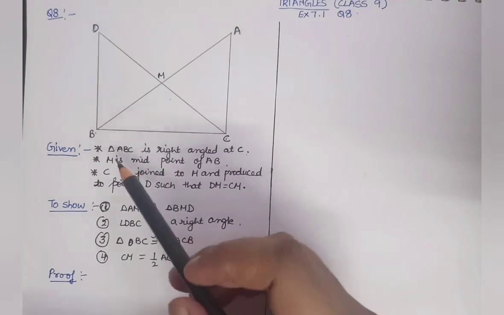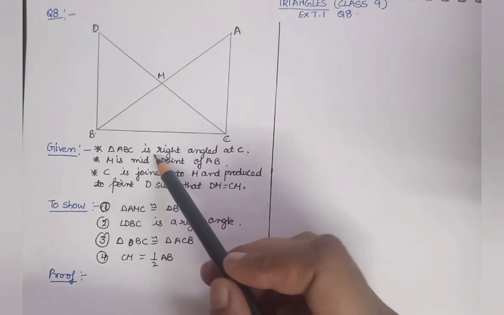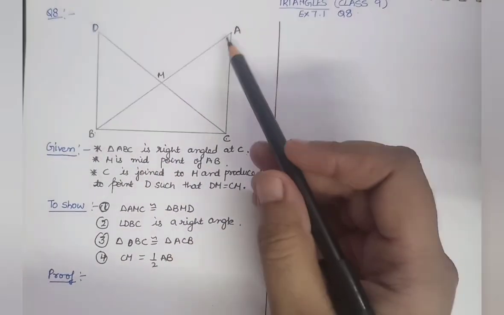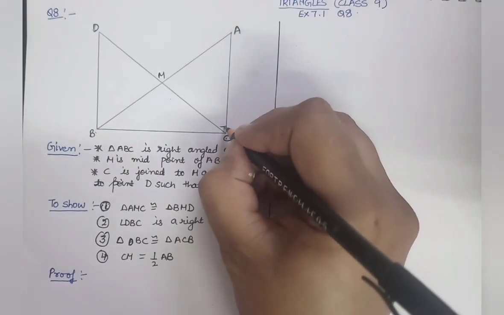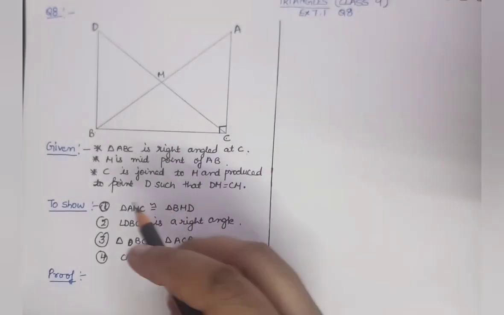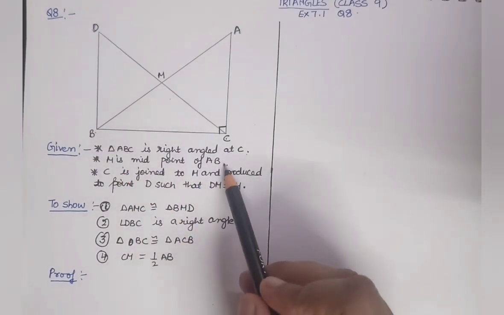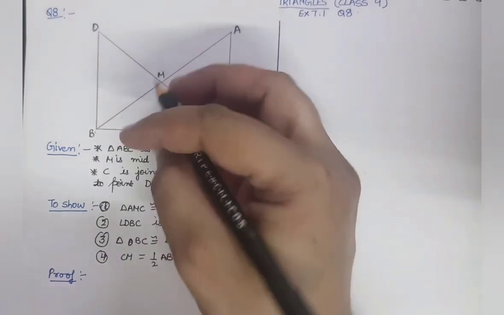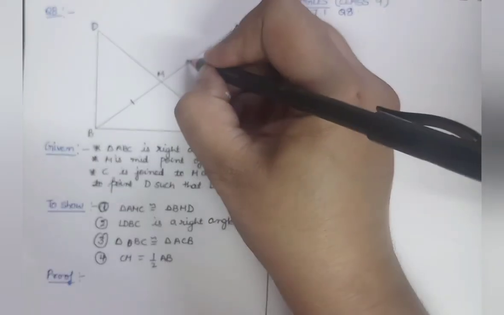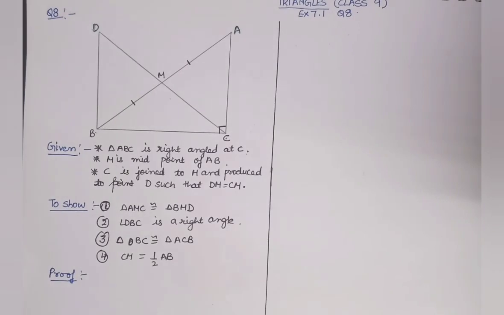It says it is given that triangle ABC is right angled at C. So this triangle ABC is right angled at C. Let me mark it as the right angle over here. Then M is midpoint of AB. This is the line segment AB and M is its midpoint. That means we can say MA is equal to MB. So I have respectively marked it in my figure. It is always good if we mark equal parts in the figure.